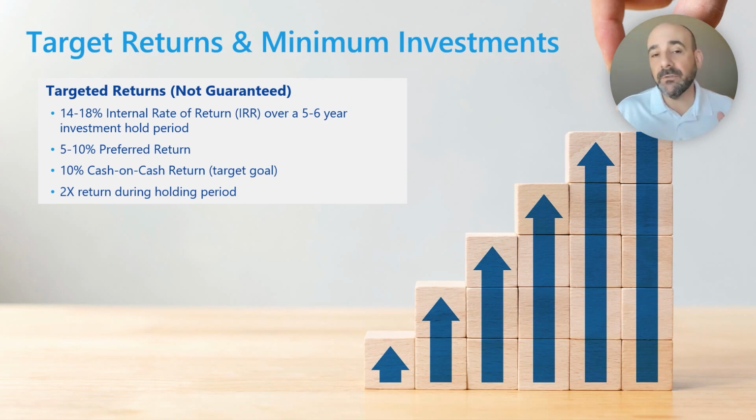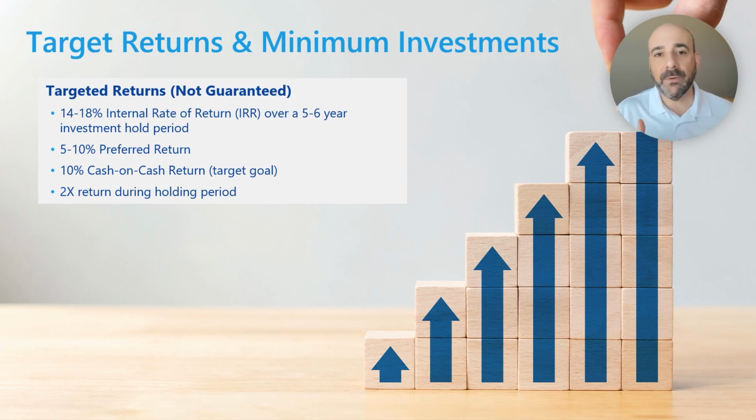Now, what are some target returns and minimum investments? I'm just going to throw this out there. These are just some general numbers that I typically see with syndications. You may see higher, you may see lower. It could really depend on a lot of things.